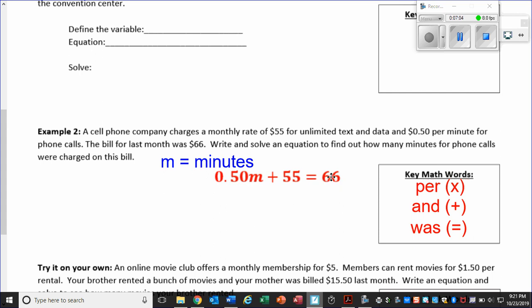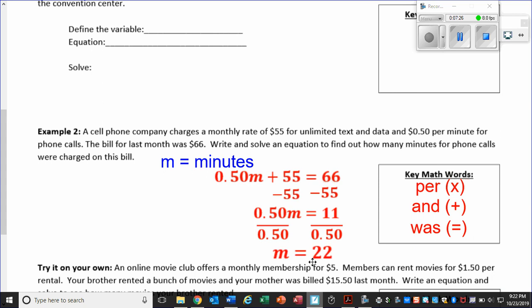Okay? So now I have my equation. I can just solve. I'm going to first subtract the 55 because I want to get rid of that. And I do it to both sides. That will cancel it out, leaving me just 0.50 m equals 11. And then I can divide both sides by 0.50, and I get m equals 22.